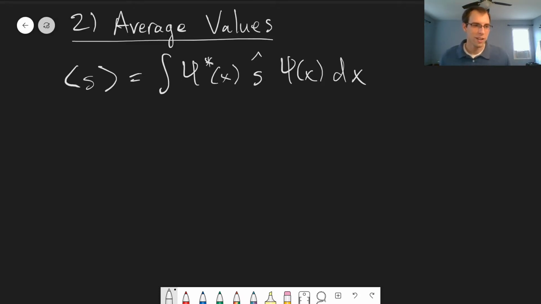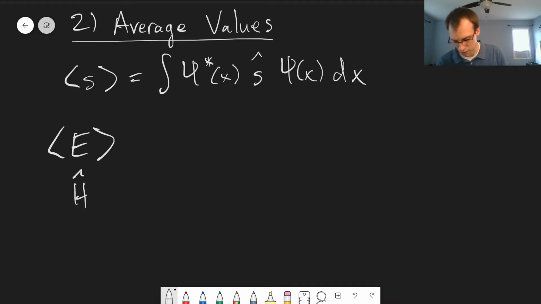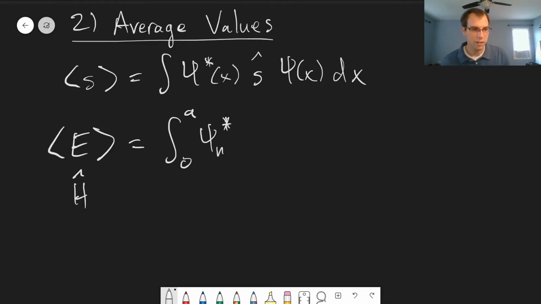We'll get to other dimensions in the future, don't worry. Okay, and so let's look at an example. Let's say, what's the average energy of our system? This will end up being a fairly trivial example if we use the Hamiltonian operator. So we'll have the integral from 0 to a. We'll look specifically at the particle in a box. We'll just write this generically with any old wave function, any value of n. And we'll have the Hamiltonian operator.